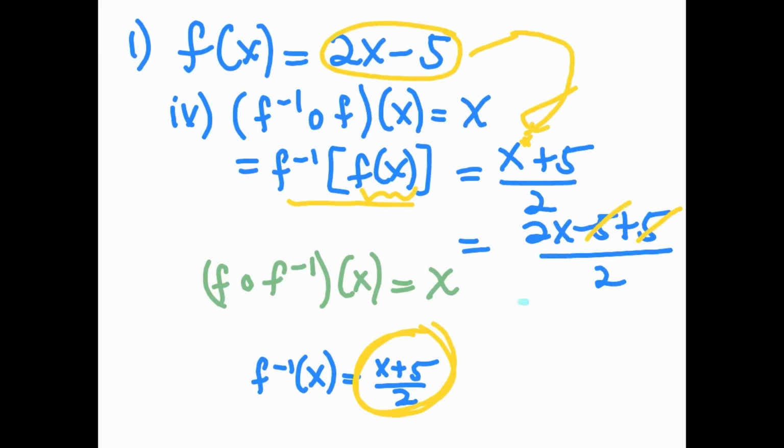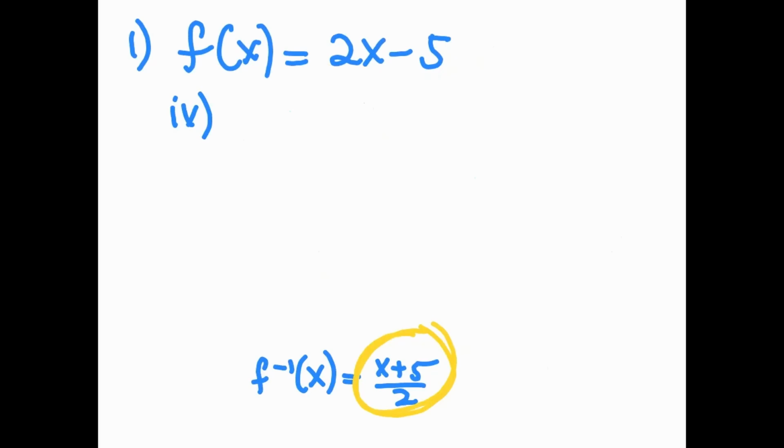This will now become 2x all over 2. Of course, this will be divided to 1, hence this is equal to the variable x, which is what we want to show. So meaning this is now true.